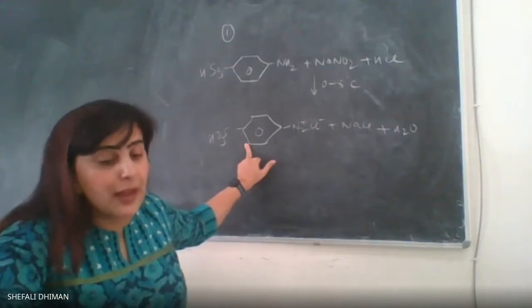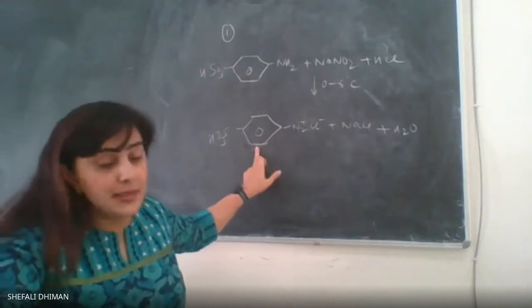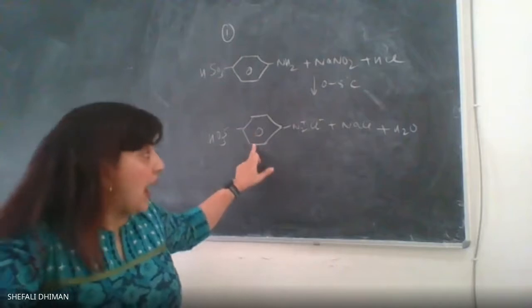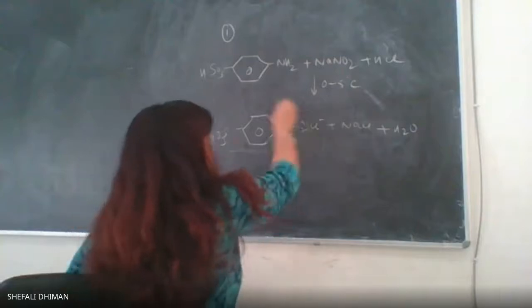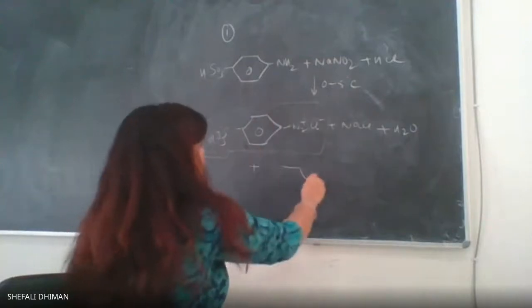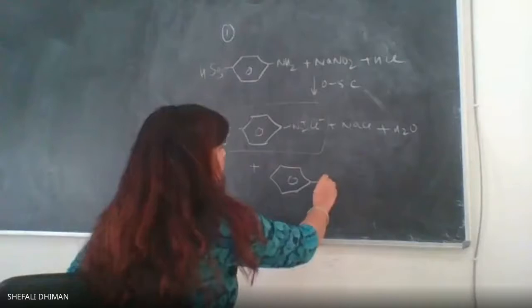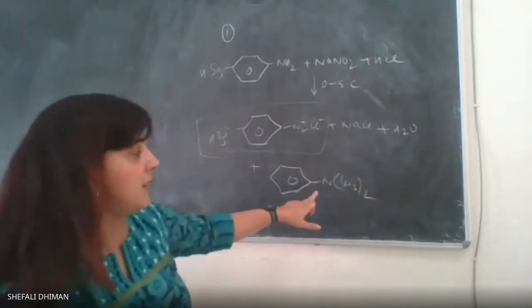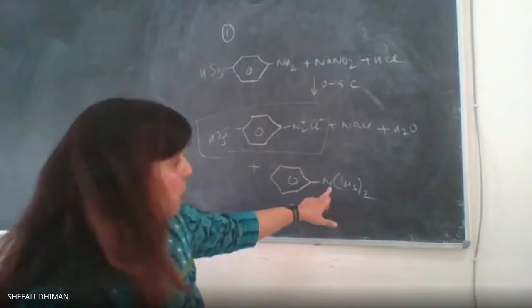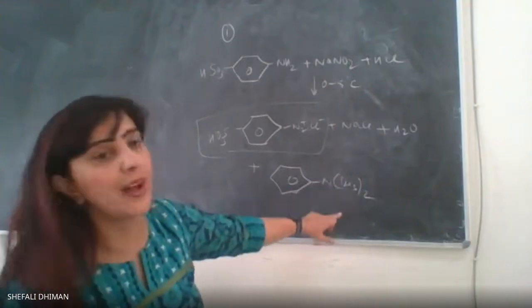So it is prepared by coupling sulfonyl benzene diazonium chloride with N,N-dimethylaniline. So once this is formed, this couples with N,N-dimethylaniline. Aniline has NH2. Dimethyl means that in place of its H, two methyl groups have come.